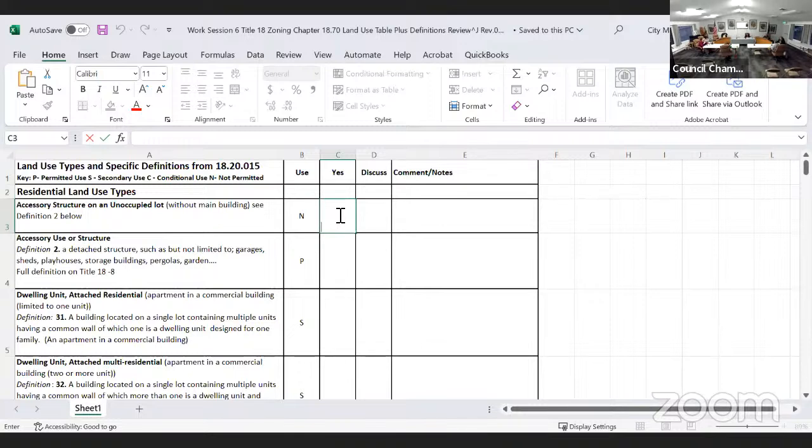That would mean greenhouses, sheds, some kind of secondary use, a playhouse. You can see in the definition under accessory use or structure that it's a detached structure such as, but not limited to, garages, sheds, playhouses, storage buildings, pergola, I can't say that word, and I think garden was supposed to have something beyond just garden itself. With that in mind, the exercise for the table, as Chair Martin mentioned, is a yes, that makes sense, or no, this needs more discussion. That helps bring focus back at upcoming meetings to what land uses really need discussion, and where to start with the primary focus of the group for allowable or unallowable uses in the district itself.